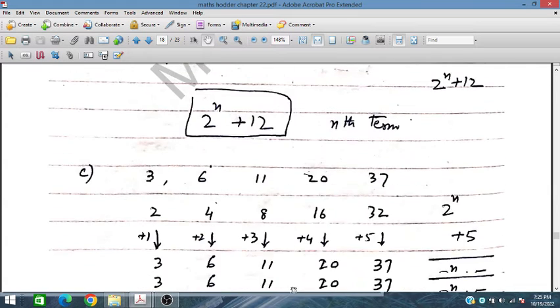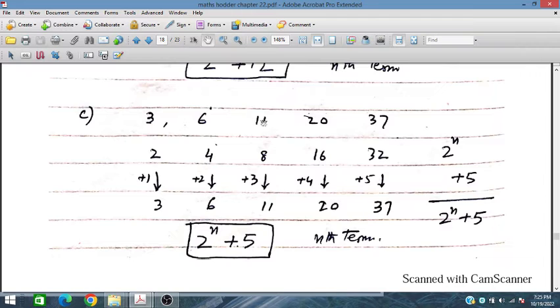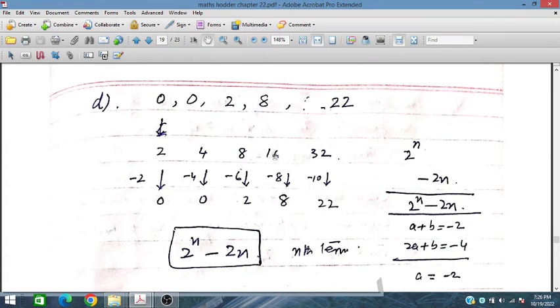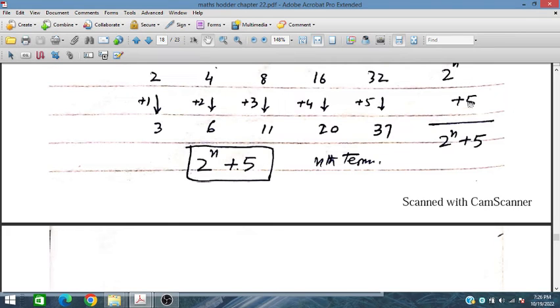So this is simple. For this one, 3, 6, 11, 12, 37, this is 2, 4, 8, 16, 32. So add 1, 2, 3, 4, 5. So this is n. Sorry, this is not 5, this is n. So we should write n here. So 2 power n plus n. Like this, write n here. And then for the d part, this is a typing error, this is plus n.